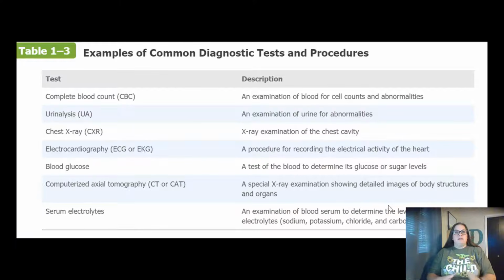Now here's a list of some of the diagnostic tests or procedures that are present. We can do a CBC, which is a complete blood count. They can do a urine analysis, chest x-ray, electrocardiography, which is an ECG or also known as an EKG, blood glucose levels, a CT scan. We also see that they could look at your serum electrolyte levels, those are the electrolytes found in your blood. There are a lot of different diagnostic tests that could be utilized.